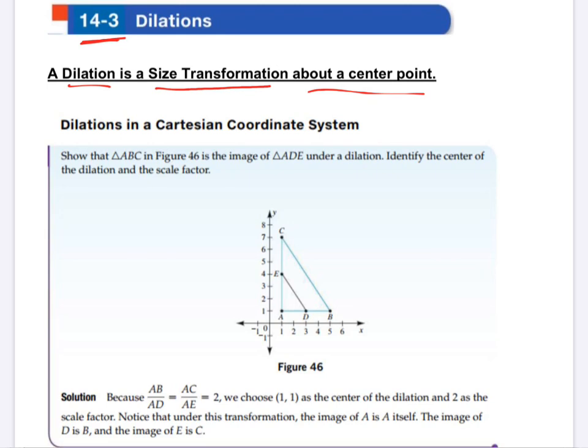And then when you go out in the sun, your pupil shrinks down, and when you go in the dark room, it opens up, right? That's the dilating of the pupil. That's the changing of the size. So a dilation is a size transformation.